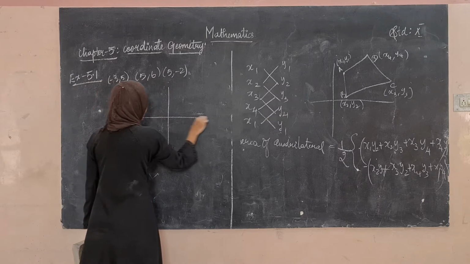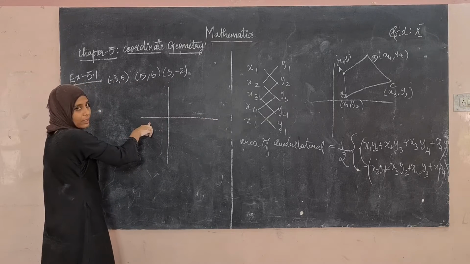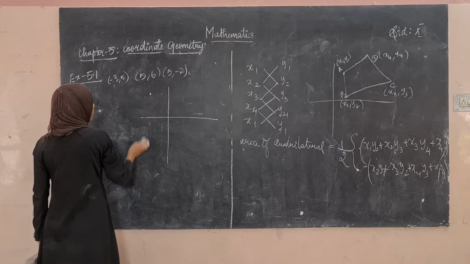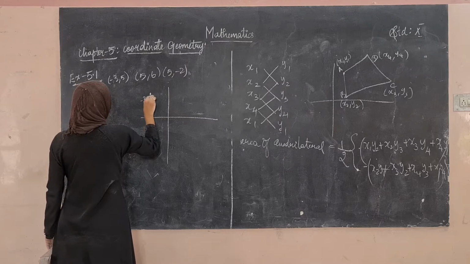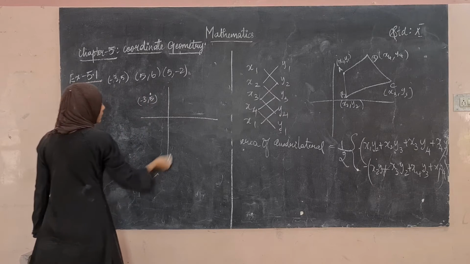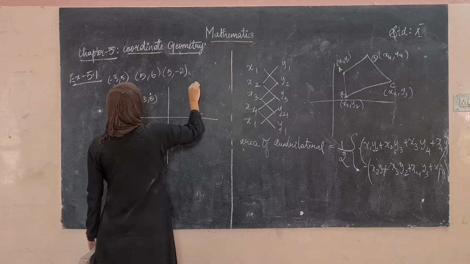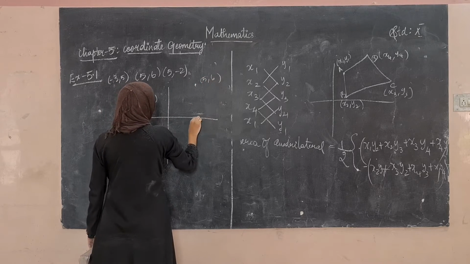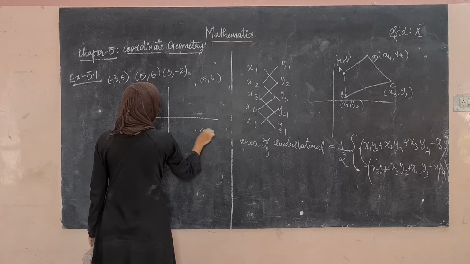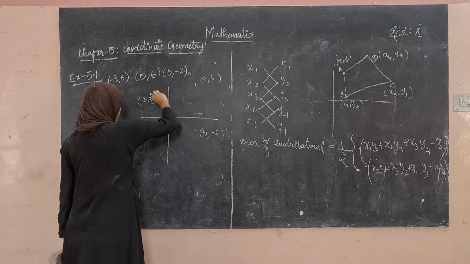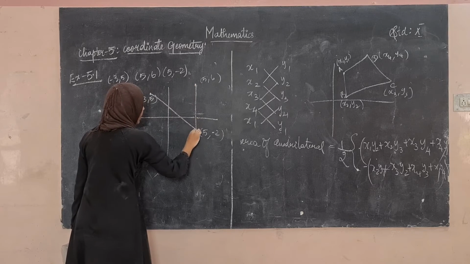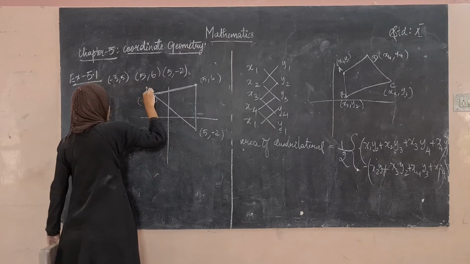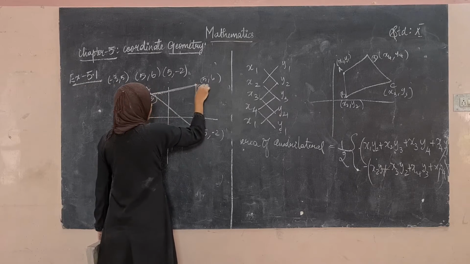Okay, let this be the graph. I'm marking it roughly. So minus 3 comma 5. Okay, this is minus 3 comma 5, this is 5 comma 6, and then 5 comma minus 2. So what is this? The triangle will be like this. So you have to move in anti-clockwise direction. Let this be A, let this be B and let this be C.